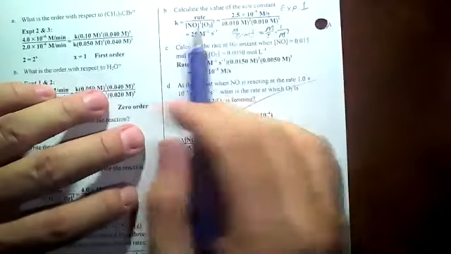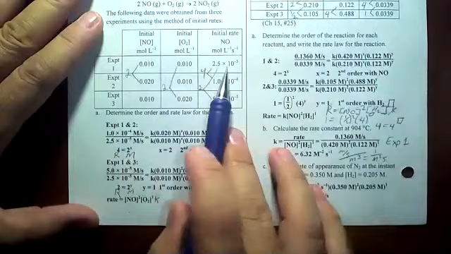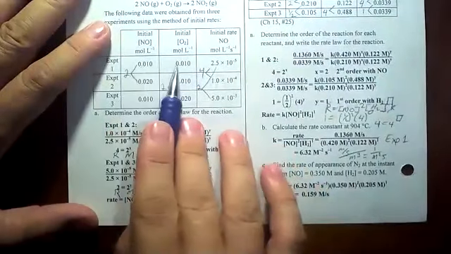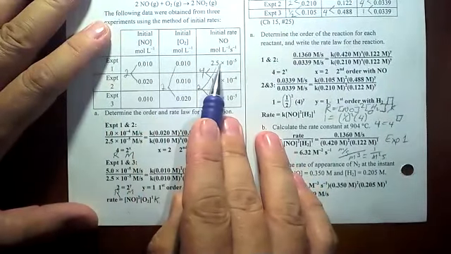So let's go find K. Well, pick any line you want. They picked experiment 1, and it'll give you a molarity and a rate that were true all at the same time. So by that, we can generate K. Put in the values you found for the line that you used, and solve for K.